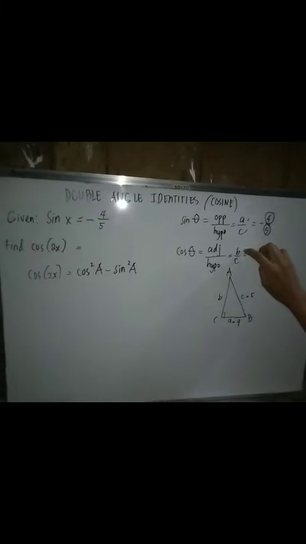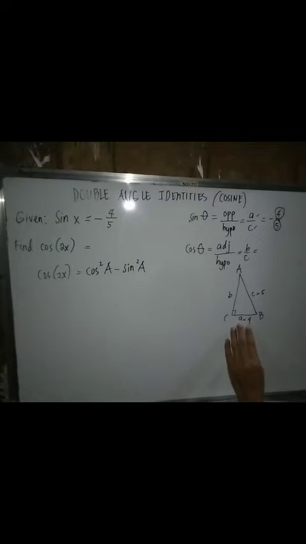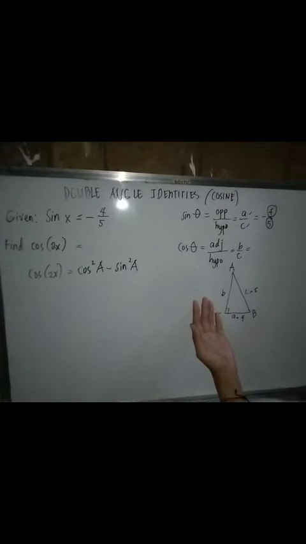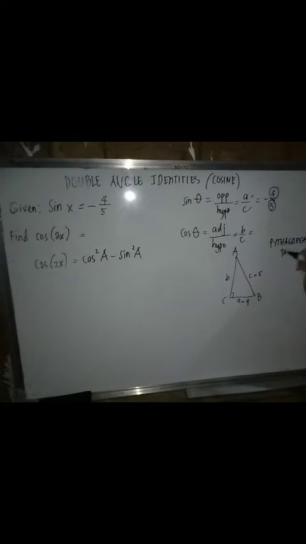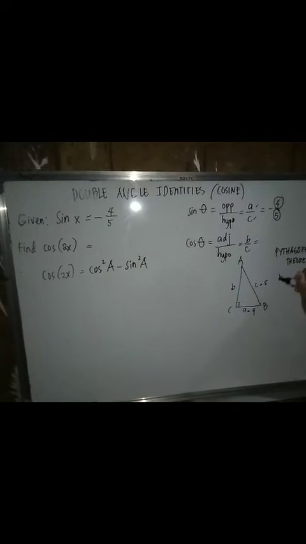We need to find B to complete this formula. As you can see, we have A and we have C, and our B is missing. We will use the Pythagorean theorem. If B is missing, B squared is equal to C squared minus A squared. Our C is 5, squared, minus our A is 4, squared.